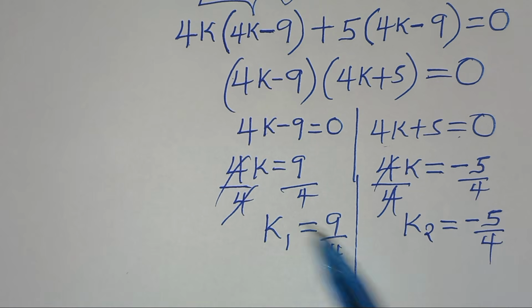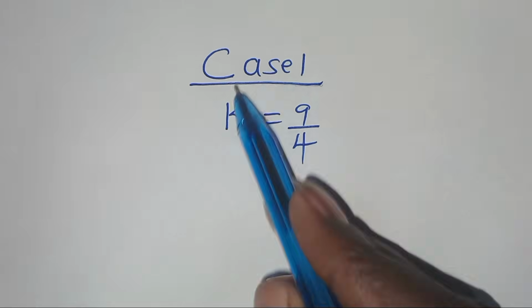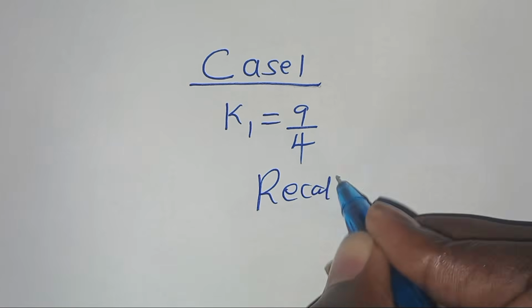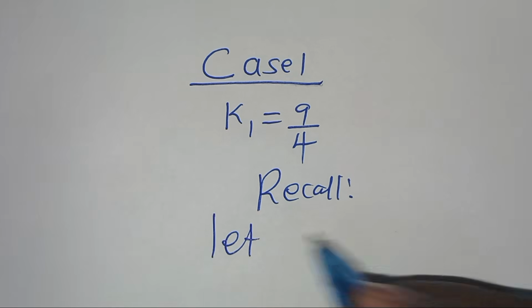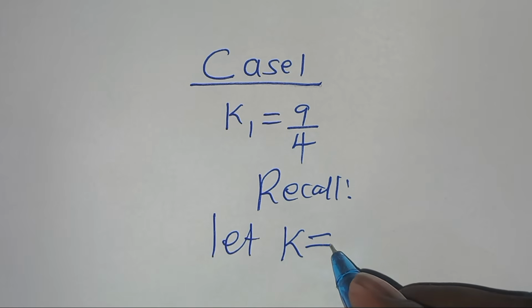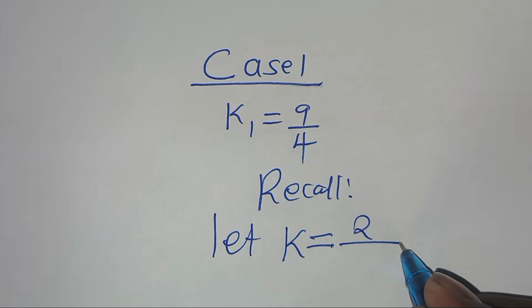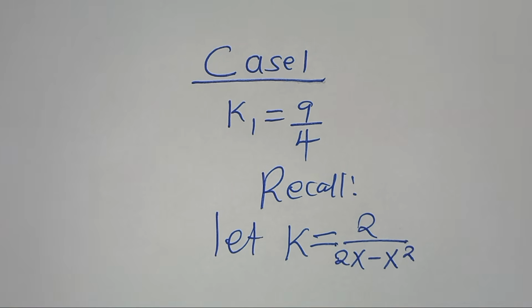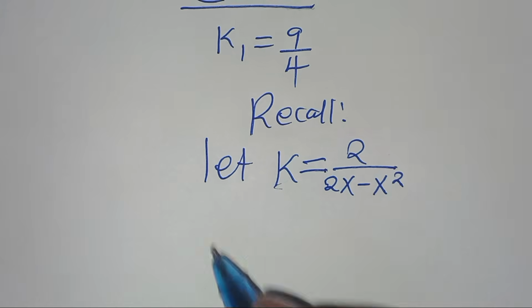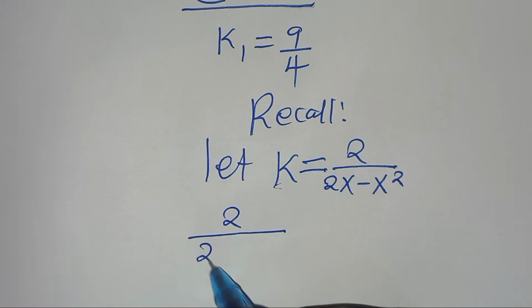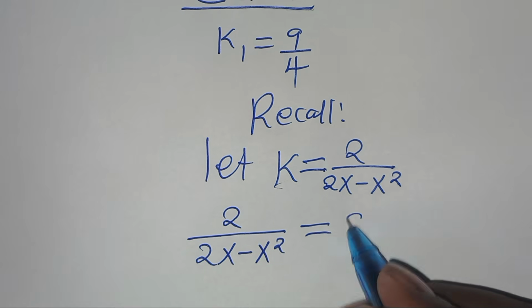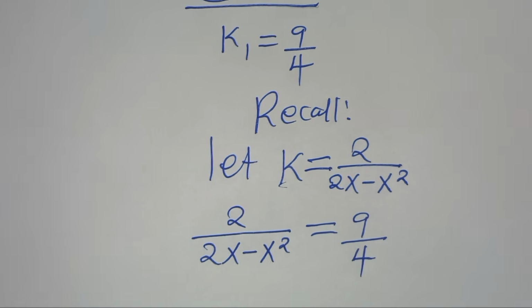So this is case 1 and this is case 2. Let's start with case 1. Now in case 1 we have k1 is 9 over 4. And if you recall, we said that we let k be equal to 2 over 2x minus x to the power of 2. So let's substitute k so that we have 2 over 2x minus x to the power of 2. This is equal to 9 over 4.